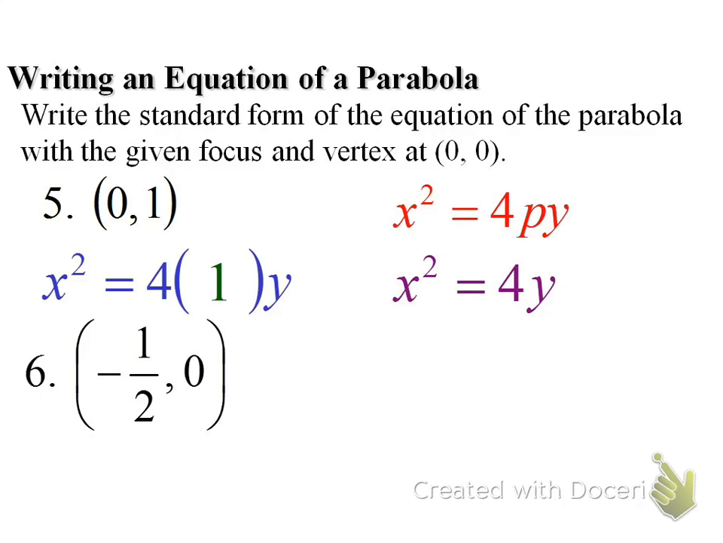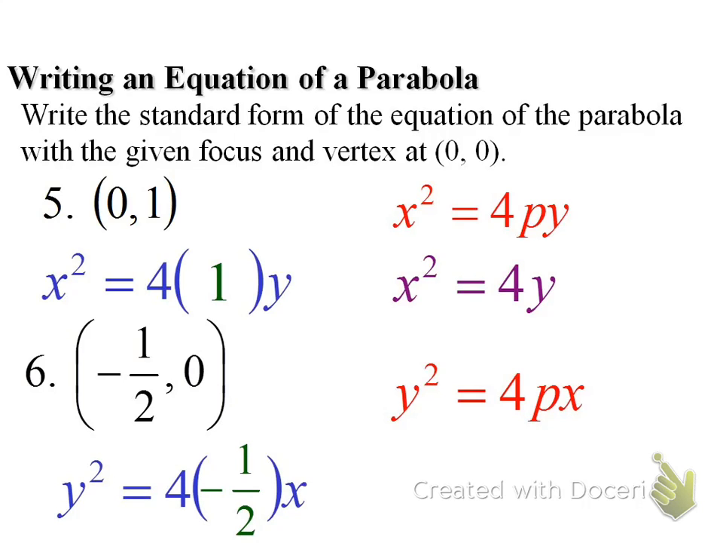All right, for number 6, again, your vertex is at 0, 0. Negative 1/2, so that would be a focus to the left of the vertex. So what's our equation going to look like? The y squared. Good. Put that negative 1/2 in for your p and simplify. Anyone know? Four times negative 1/2 was the question. Negative 2, thank you.